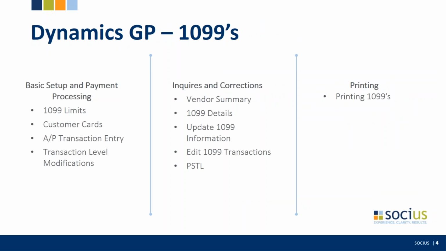I really want to walk you through the 1099 process within GP itself, because some of you may be newer at the system than others. And then we're going to carry on from there with some IRS information, state information, and other things that are associated with the 1099s. So we're going to go through the basic setup and some payment processing. I want to look into inquiries and doing corrections to your 1099s, and we're going to look at some printing of 1099s. So let's jump in and get started looking at our basics here.